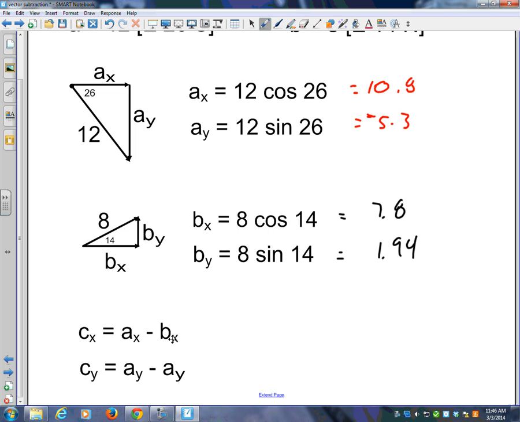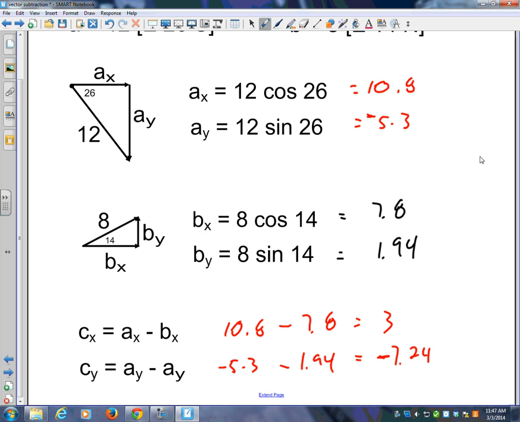Cx is equal to ax minus bx, so it's going to be 10.8 minus 7.8, which is 3. And ay, which is minus 5.3, and we subtract 1.94, which is going to be like 7.2 something. Negative 7.24. Okay, so all I did there was simply subtract the numbers, right?